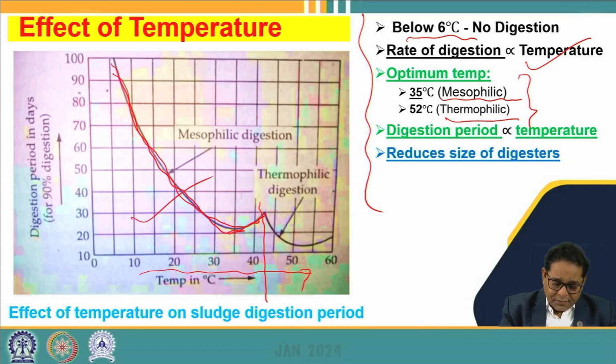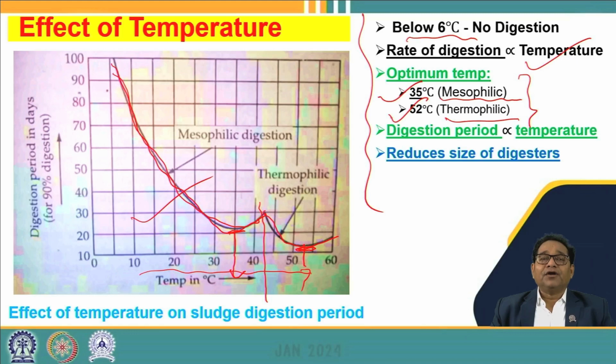We can see that around 35 degrees centigrade is the optimum temperature required for minimum digestion period. Similarly, in the thermophilic zone, around 50 to 52 degrees centigrade is the optimum temperature when a minimum digestion period is required. So depending upon the temperature range, the kind of digestion process and the digestion efficiency of the digesters are affected.